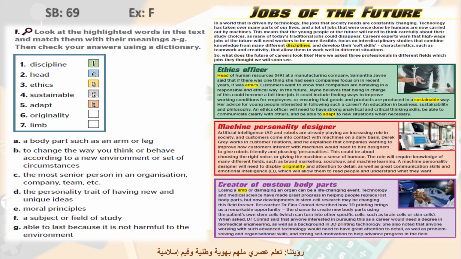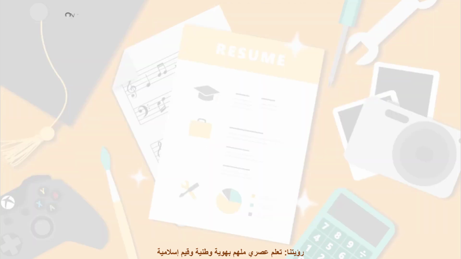Let's move to number 6, which is originality. Yes, the answer is D, the personality trait of having new and unique ideas. And finally, number 7, limb. Yes, A, a body part such as an arm or leg, الأطراف. You've done a great job, and I hope your answers are all correct. Now let's move to the dictionary part and looking up new words in the dictionary.